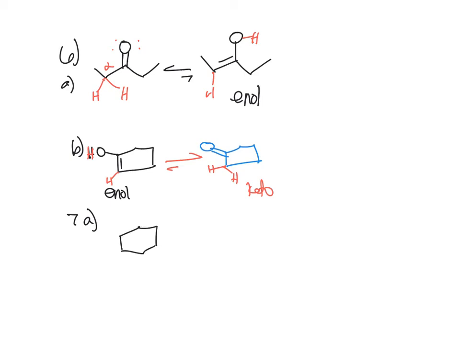Okay, so we have an unsymmetrical ketone. We have this compound here. We'll go ahead and draw in our alpha hydrogens. So that's an alpha hydrogen, and that's an alpha hydrogen. Draw the two enol forms expected from the following ketone.